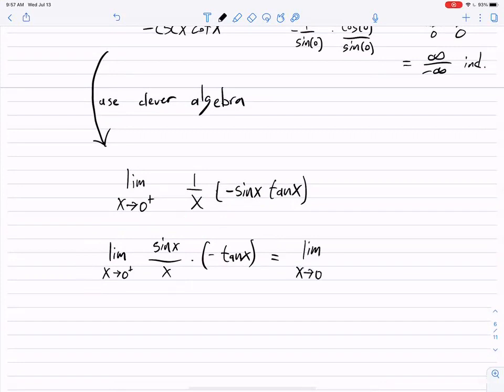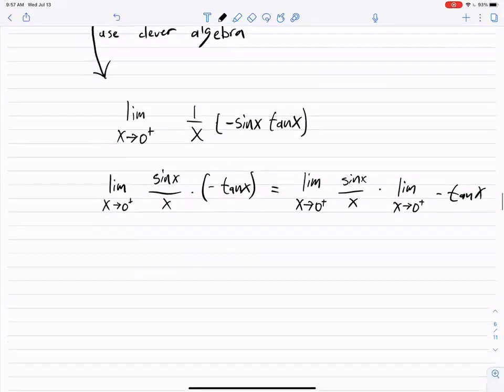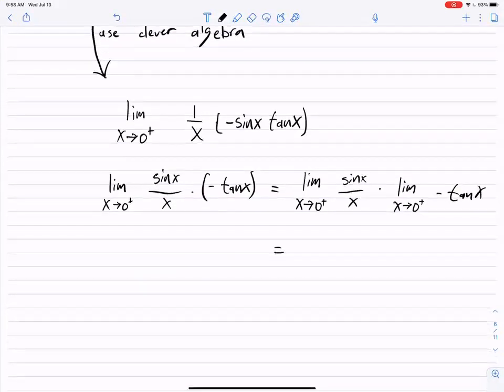The limit as x approaches 0 of sine of x over x times the limit as x approaches 0 from the right of negative tangent of x. And now we can take those limits separately. This limit is 1, right? The limit of sine of x over x. And then the limit of negative tangent of x, well, tangent of x is just sine of x over cosine of x. And so it's 0 over 1. And so this is 0 over 1, which equals 0. And so that's the limit.